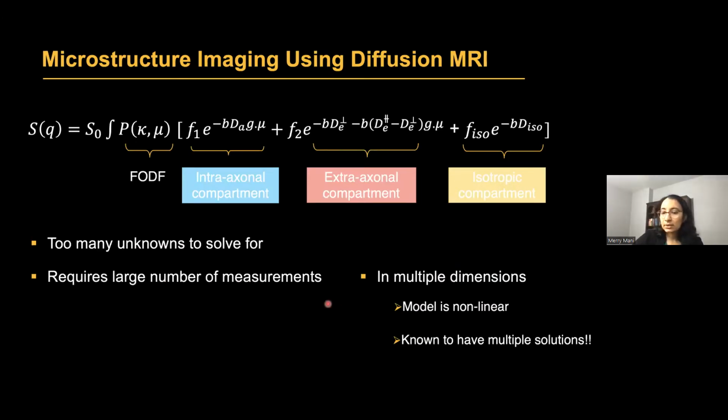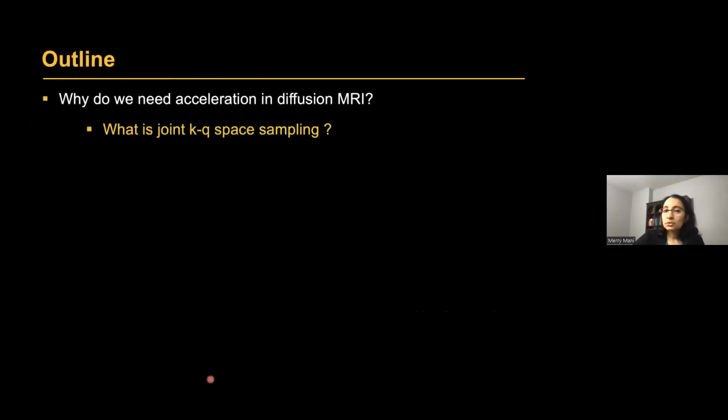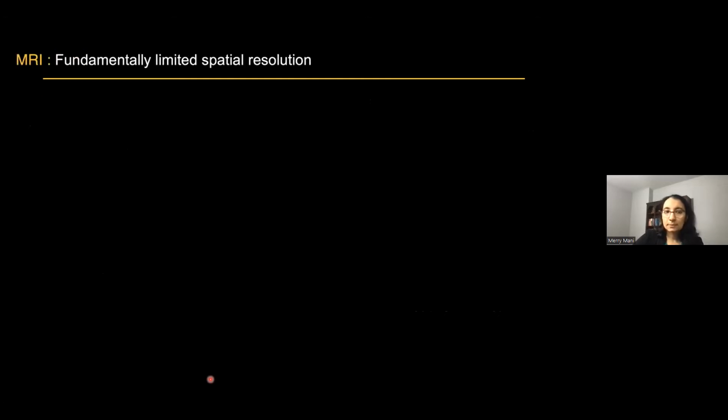So basically, we need a large number of measurements, at least in 2 complementary 3D spaces that we already know, which happen to be the K space and the Q space. So diffusion imaging is usually referred to as a KQ sampling problem, and I'll talk about both the K space and the Q space a little bit.